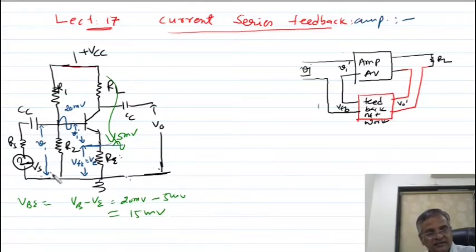So I can say this is your current series feedback. Let me explain the negative, then current, and then series. Due to the AC voltage developed across RE, the effective input signal decreases, so it is called negative feedback. And this feedback voltage depends upon the output current, so it is called current feedback. And this feedback voltage is combined in series with the input signal, therefore it is called current series feedback.